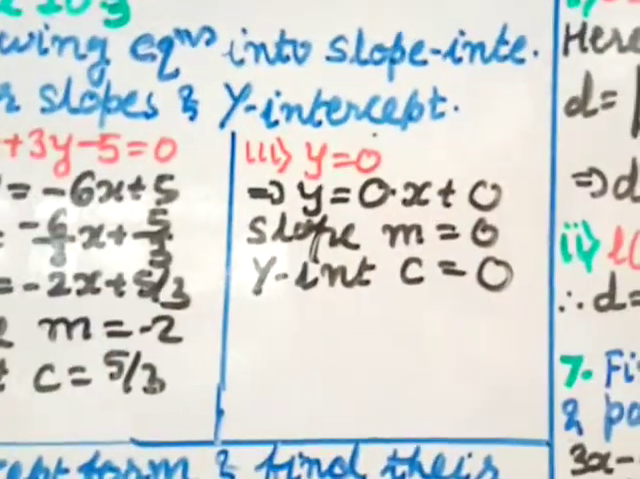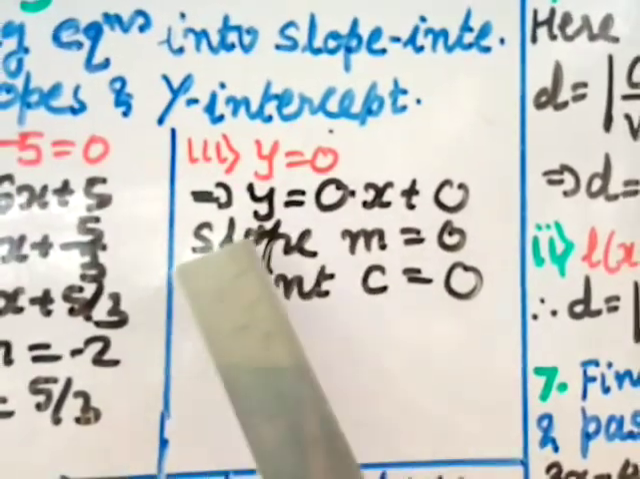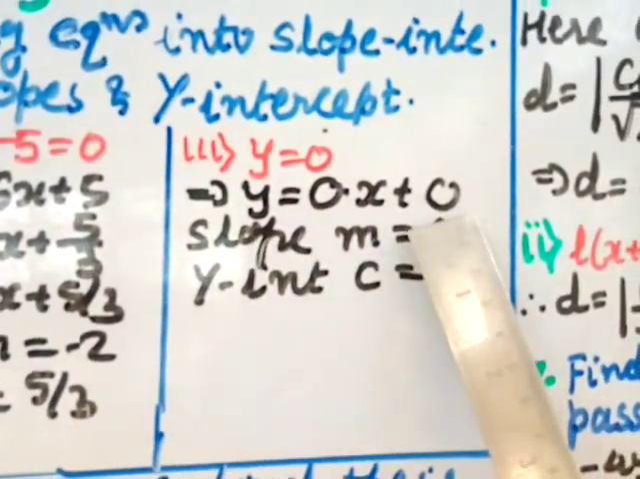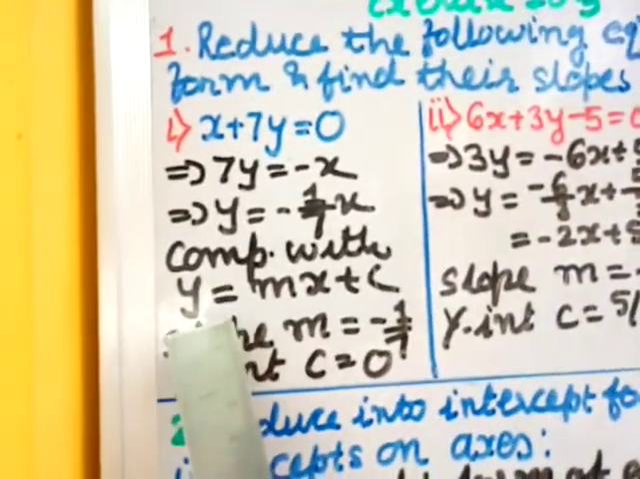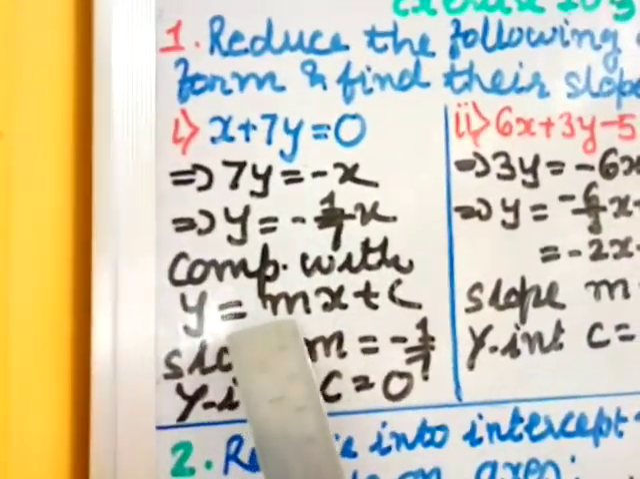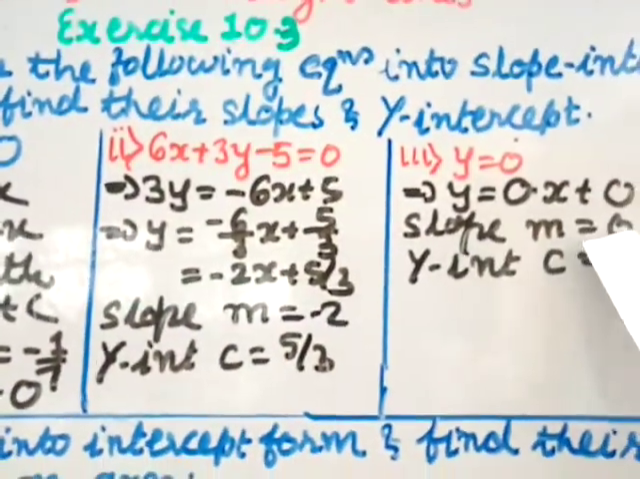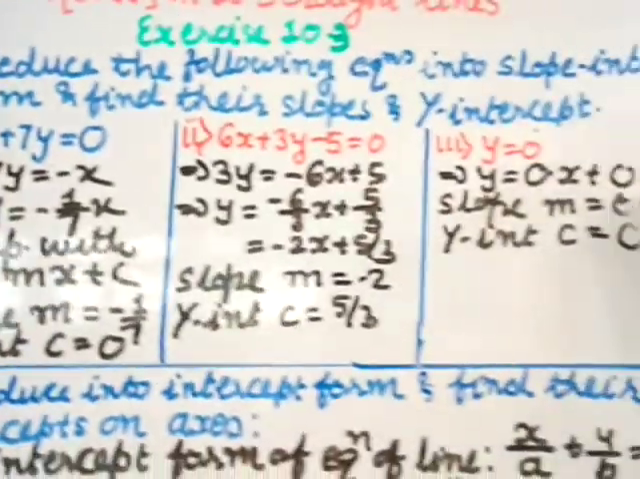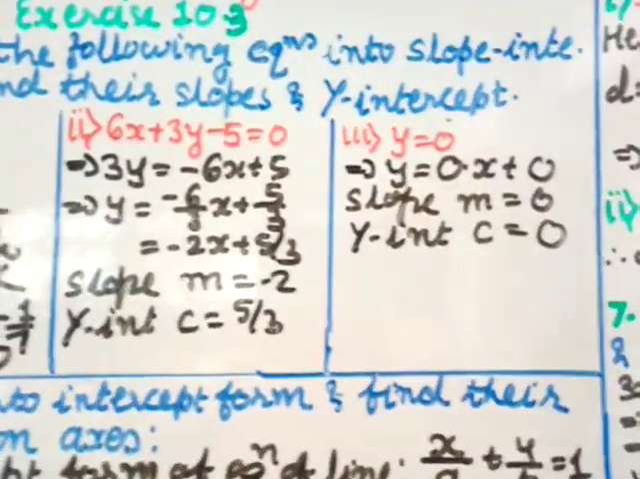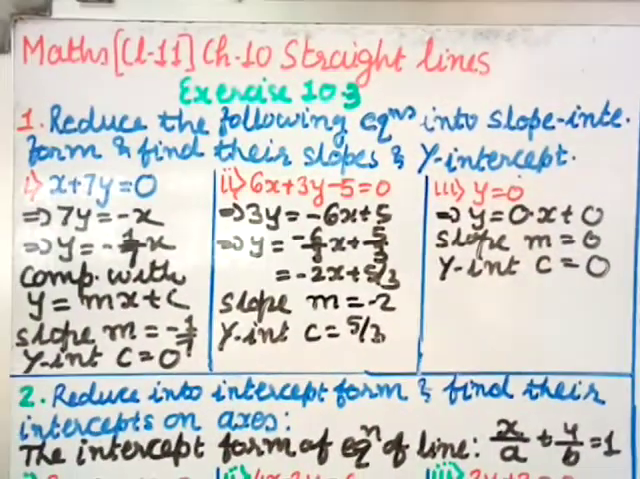Roman number 3, y is equal to 0. So this can be written as y is equal to 0 into x plus 0. Now compare this with the standard equation, y is equal to mx plus c. So m value when you compare it is 0 and c value when you compare it is 0. So slope is 0 and y-intercept is also 0.